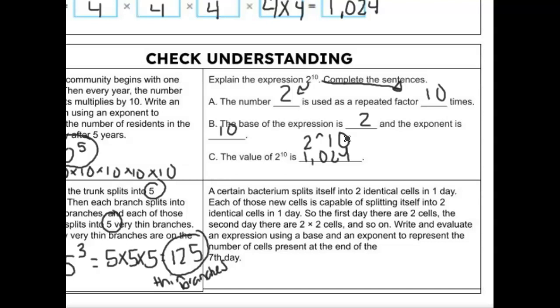And our last one on tech understanding, a certain bacterium splits itself into 2 identical cells in 1 day. Each of those cells is capable of splitting itself into 2 identical cells in 1 day. So the first day there are 2 cells, the second day there are 2 times 2, and so on. Write and evaluate an expression using a base and an exponent to represent the number of cells present at the end of the 7th day.